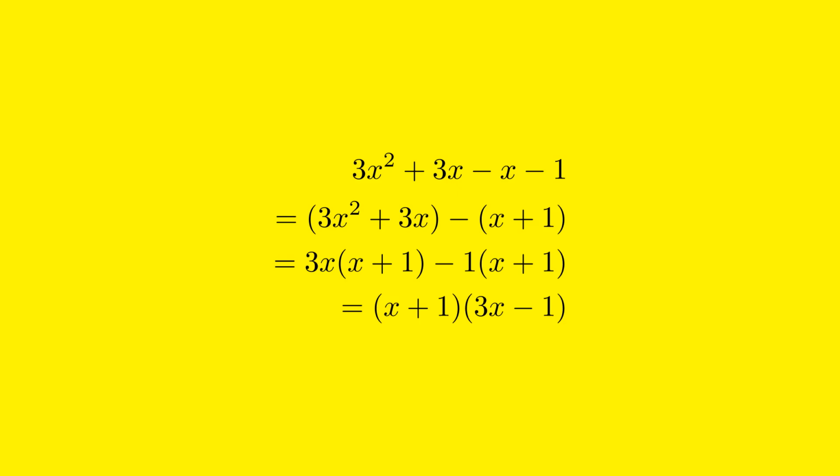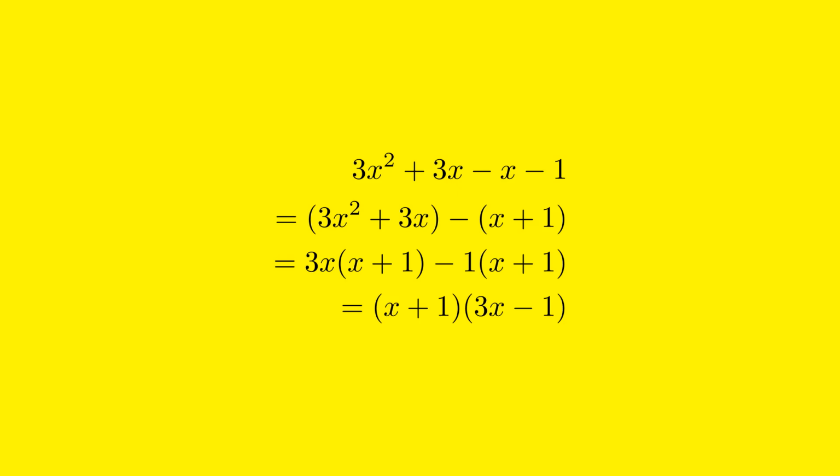Now, we factor out the greatest common factor from each pair. For the first pair, 3x squared plus 3x, the greatest common factor is 3x. So, we take out 3x, leaving us with x plus 1. For the second pair, minus 1x minus 1, the greatest common factor is minus 1. By factoring out minus 1, we again have x plus 1 remaining. As a result, the expression is rewritten as 3x times x plus 1 minus 1 times x plus 1.